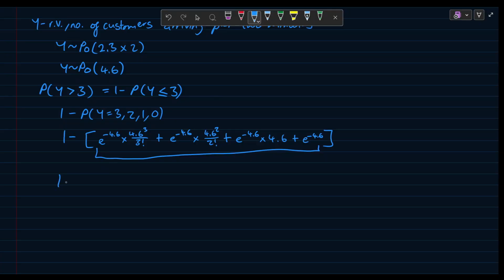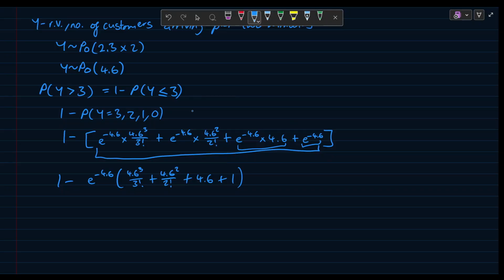Alright, now alternatively, instead of writing this whole expression, you could have factored out e to the negative lambda. So this would have been 1 minus e to the negative 4.6, then it becomes 4.6 cubed over 3 factorial plus 4.6 squared over 2 factorial plus 4.6 for this term here, and then plus 1 for this term. And this is the typical convention that you will see in evaluating Poisson probabilities for inequalities.